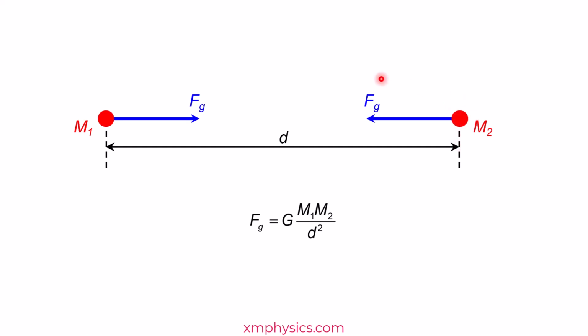Hello people! What is this diagram trying to show us? Well, it's just showing that two masses will exert gravitational pulls on each other. And this formula here, what is it called? It is the law of universal gravitation.